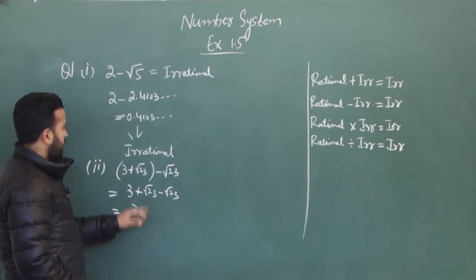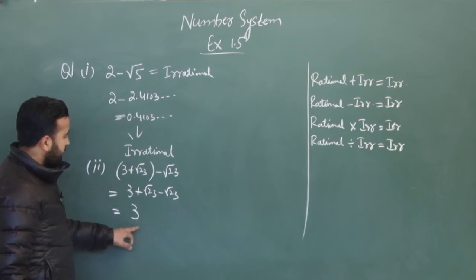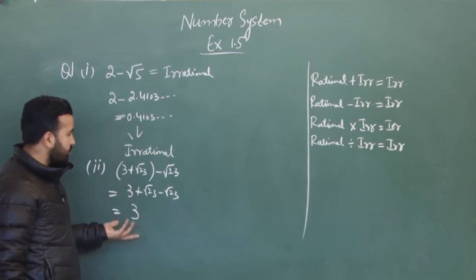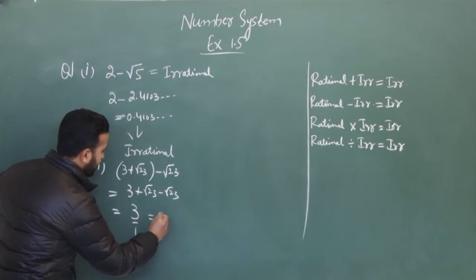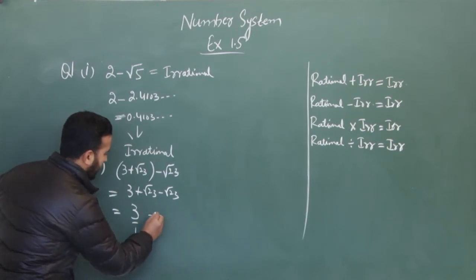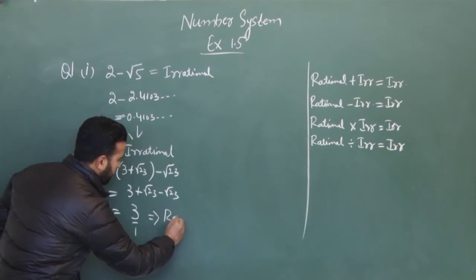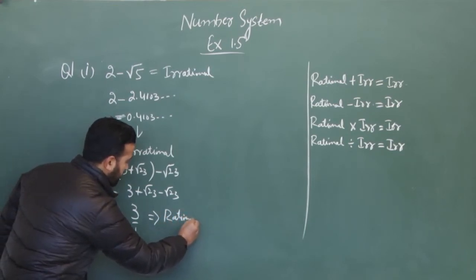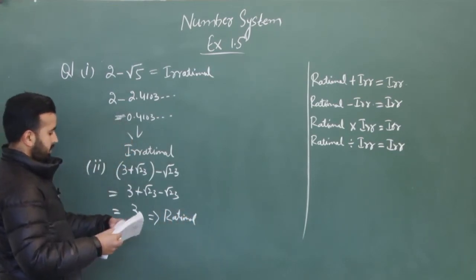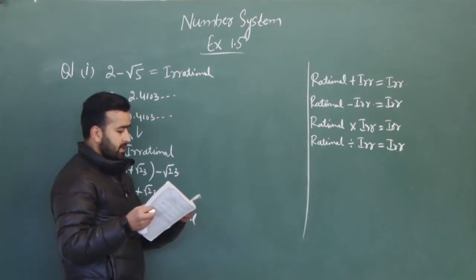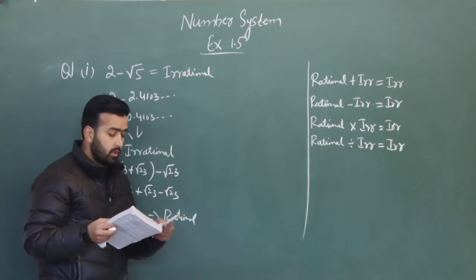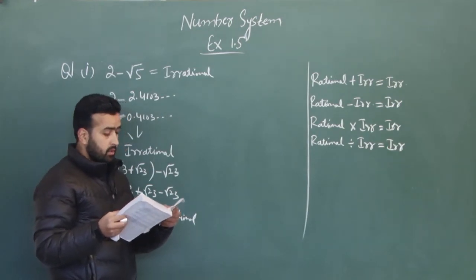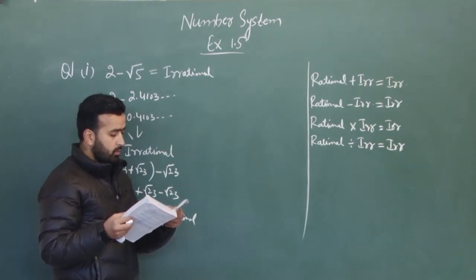So here the resultant number is 3. As you know, this can be put in the form P by Q. So we can say the resultant number can be classified as a rational number. Similarly, there are a few more examples that we can take. You can try them at home as well.